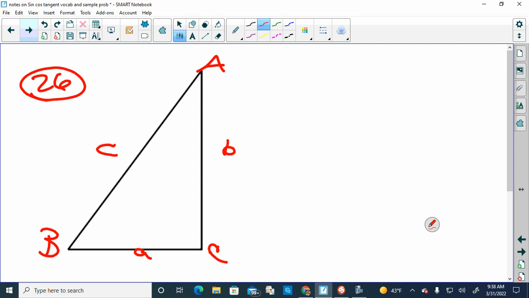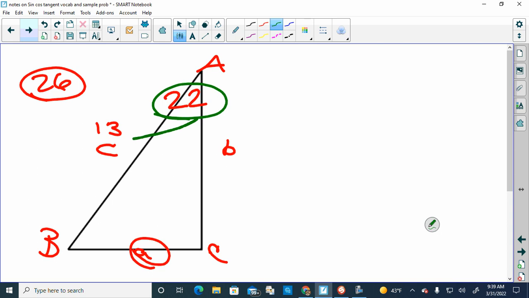Okay, so it says, number 26, given that capital A is 22, so that would be up here, and little c is 13, so that's here, that's the side, because it's a lowercase. They want us to find little a. So they're wanting us to find that side. Okay, so we go based off of the angle that they gave us. What is the side that they gave us? And what is the side they want us to find? Based on this, this is opposite. What is it? Hypotenuse.